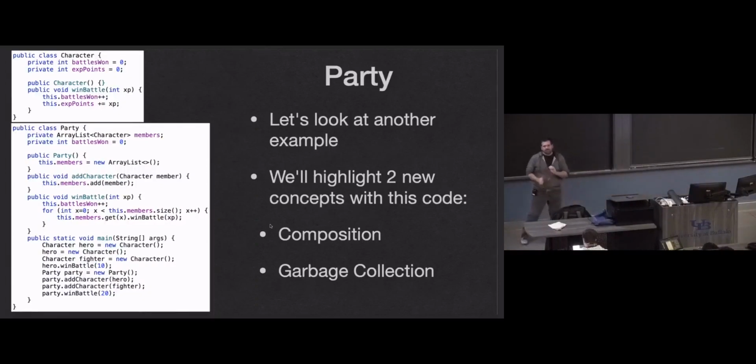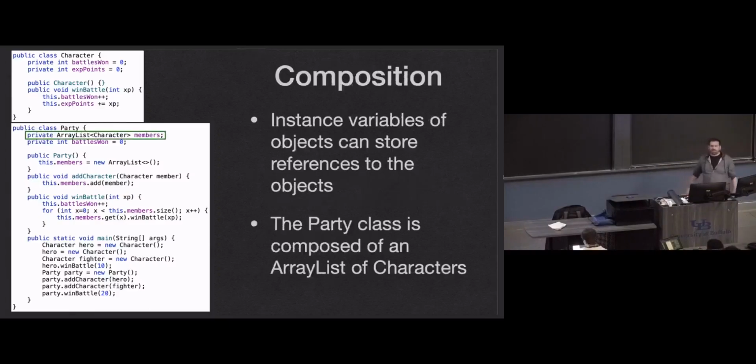There's not too much new in this one. It's mostly reinforcing the things we've been seeing since Monday, and we're going to see it in a memory diagram. But there are two things I want to highlight: composition and garbage collection. Composition is a big fancy word that means here's something you already know. I'm usually not big on vocab, but I'm starting to sprinkle in more vocab in my slides. Composition is whenever you have an instance variable that itself is a reference to another object.